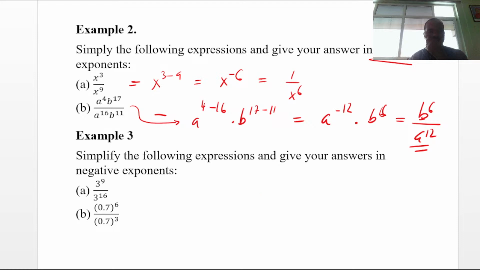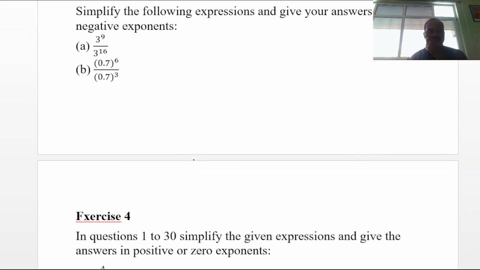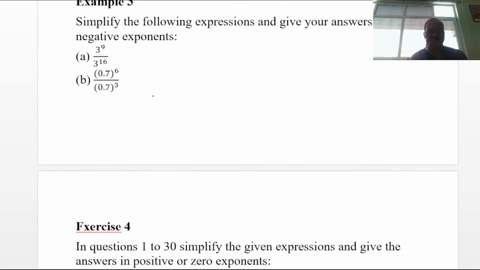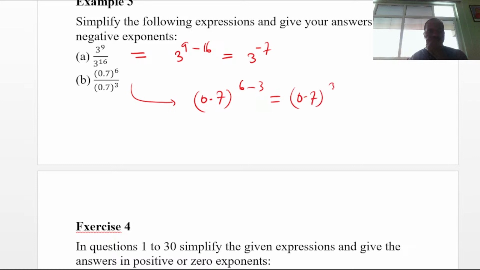Okay. And now the last part. Simplify the following expression and give your answers in negative exponents. So we just use the laws of exponents, and this is 3 power 9 minus 16. It will be 3 power negative 7. What about this? We have 0.7 power 6 minus 3, which is 0.7 power 3, and it is equivalent to 1 over 0.7 power negative 3.